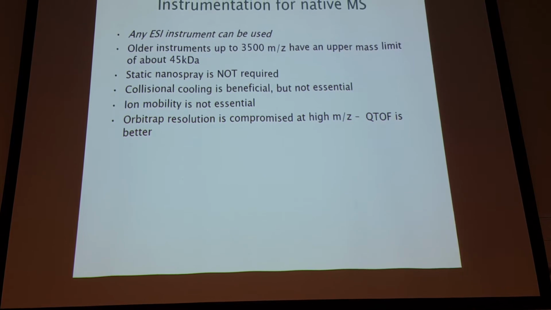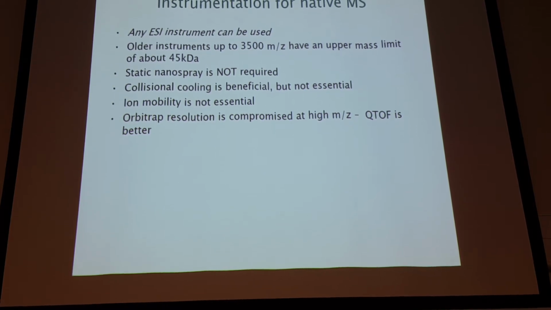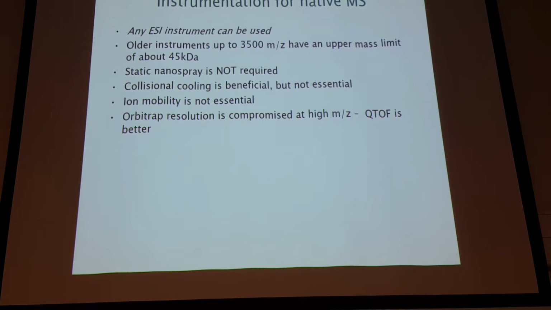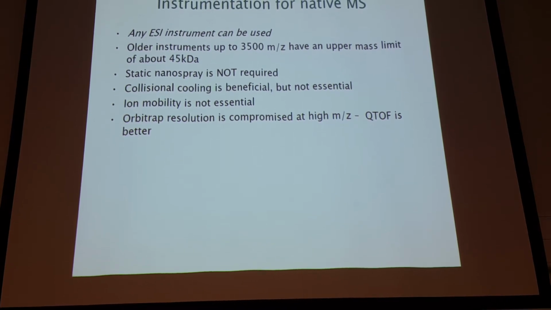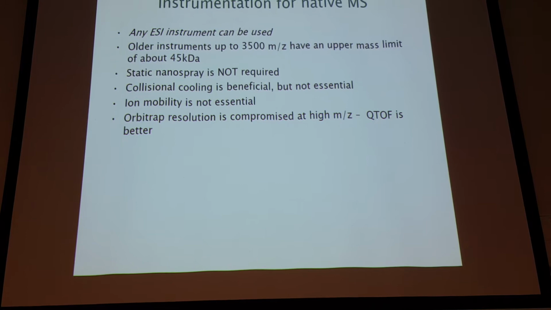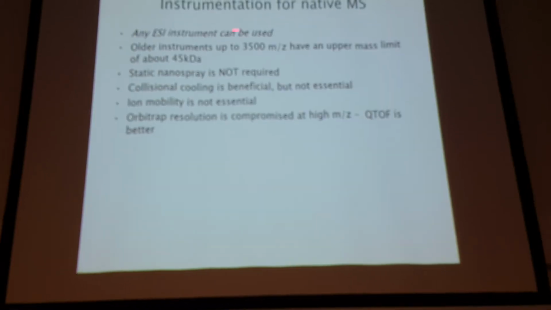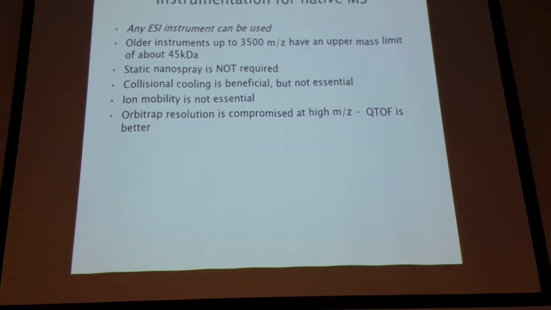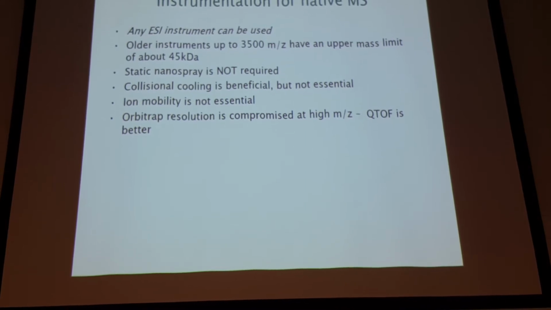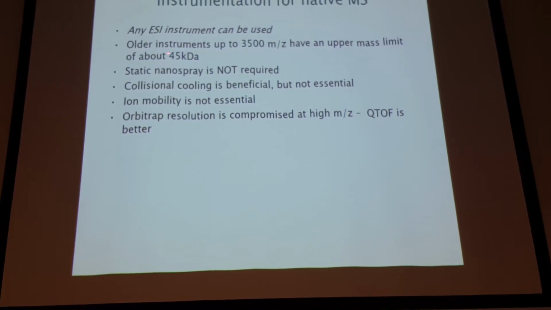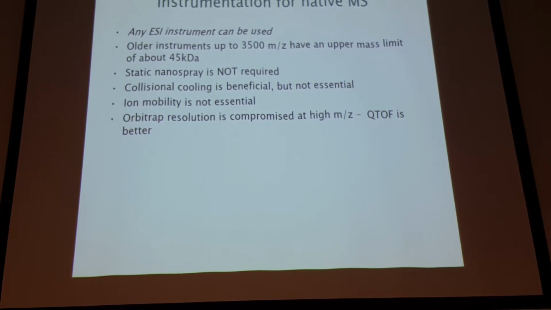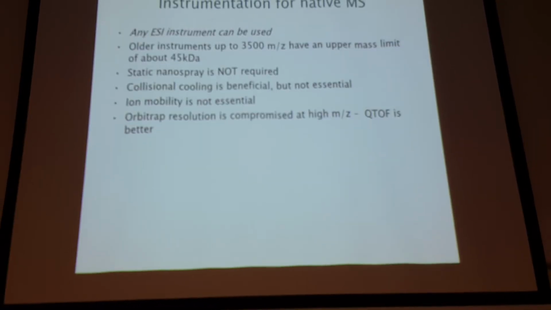A lot of people tell you need special instrumentation for native mass spec. You don't. Any electrospray instrument can be used for native mass spec. You cannot use MALDI. The critical thing is this m/z. How far up the m/z range can you go? Older instruments will have a mass limit of 3,500 typically, and that will enable you to measure native spectra up to 445 kilodaltons.